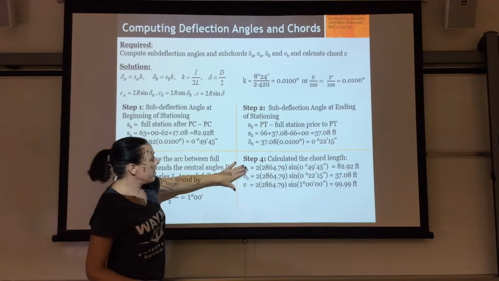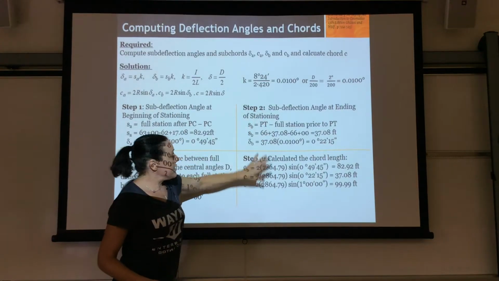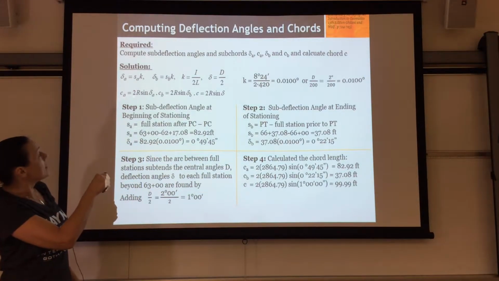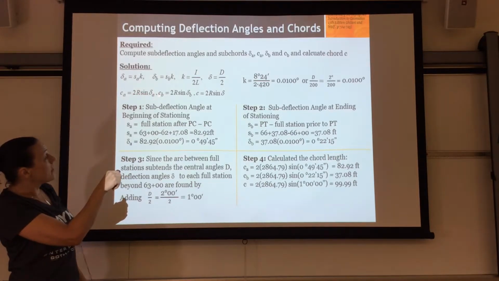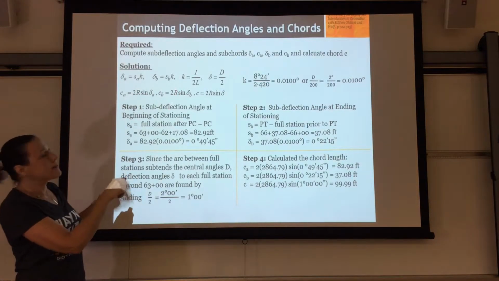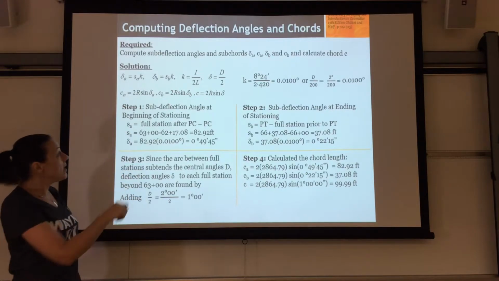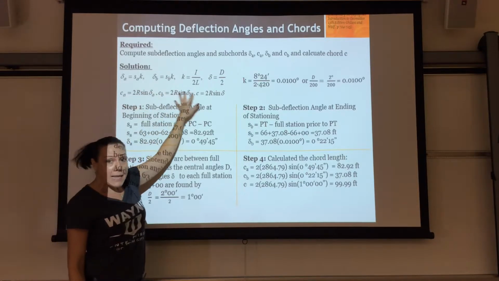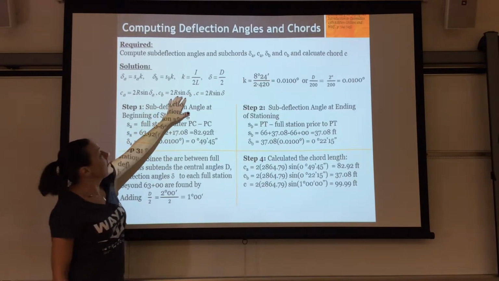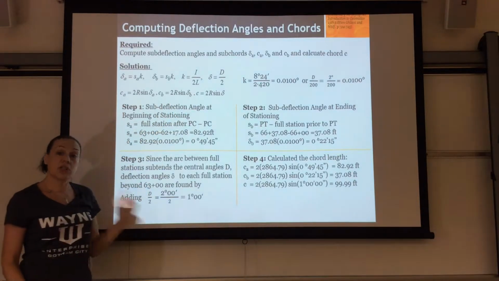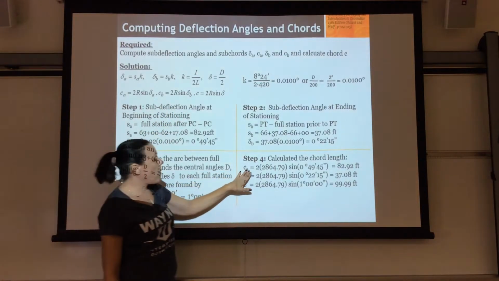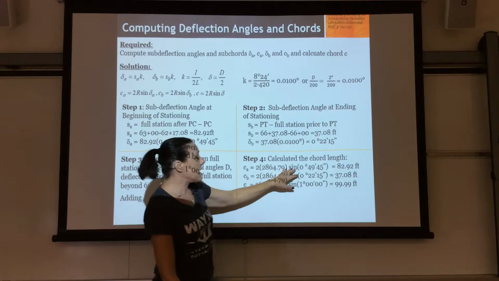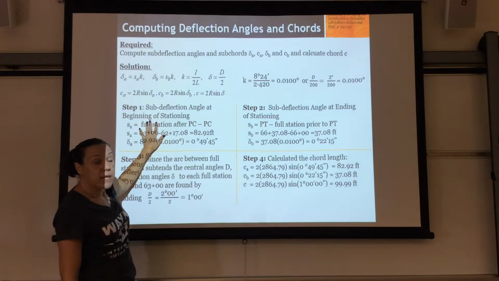The chord length for the beginning, the end, and in the middle is going to be the equation here. The chord length is 2r sine subdeflection A. The chord length at the end is 2r sine subdeflection at B. And the chord length for the center is 2r sine subdeflection. So it's the same equation, but the subdeflection at the end is what we're changing each time. Okay? So the chord length at the beginning is 2 times the total radius times the sine of our subdeflection that we figured out at the beginning.